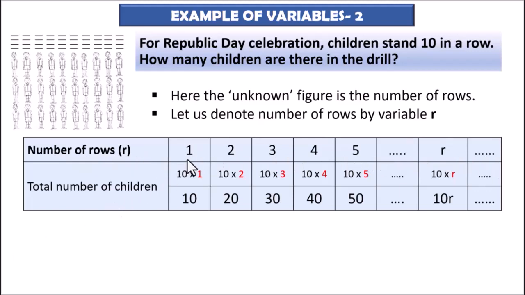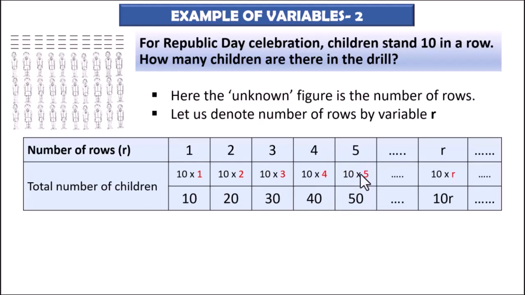Now if there is only one row, that means only 10 children will be there, because each row has 10 children and there is only one row. So the number of children will be 10 into 1 is equal to 10. For two rows, there will be 10 children in the first row and 10 children in the second row. So the total number of children will be 10 into 2, that is 20. For 3 rows, it will be 10 into 3 is equal to 30. For 4 rows, 10 into 4 is equal to 40. For 5 rows, 10 into 5 is equal to 50.